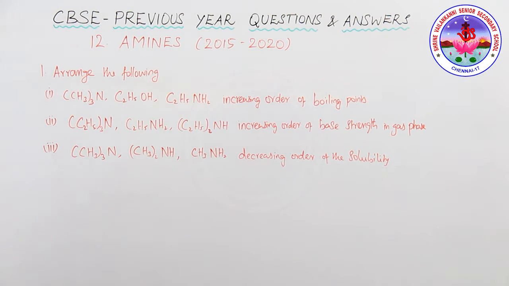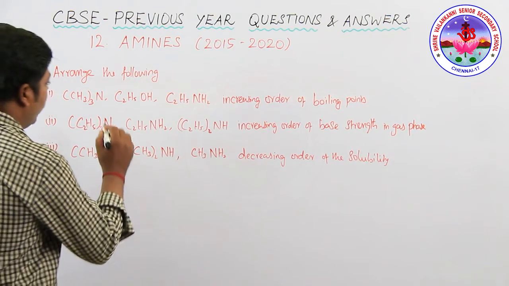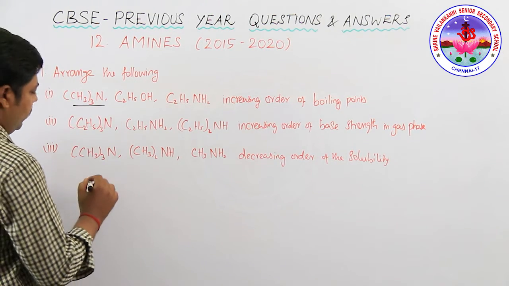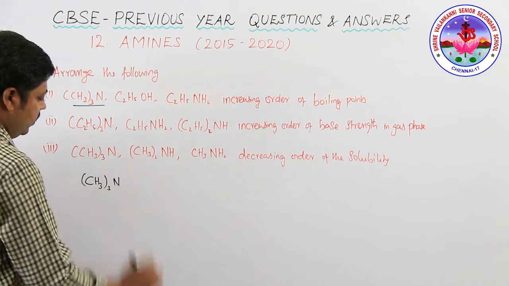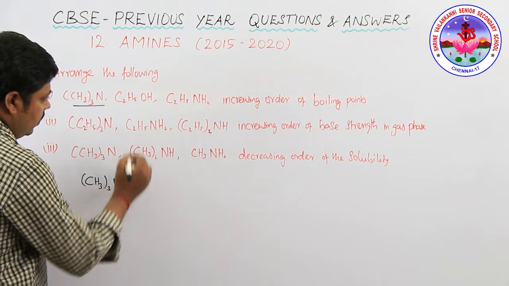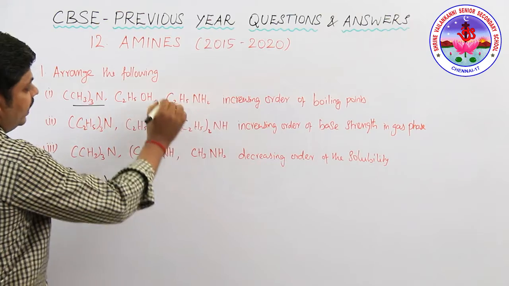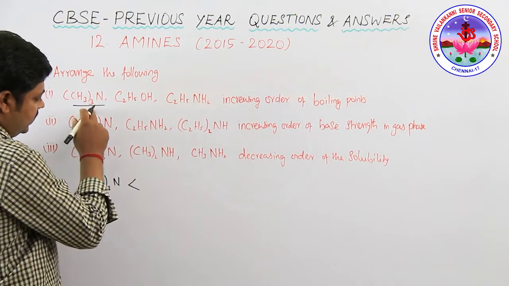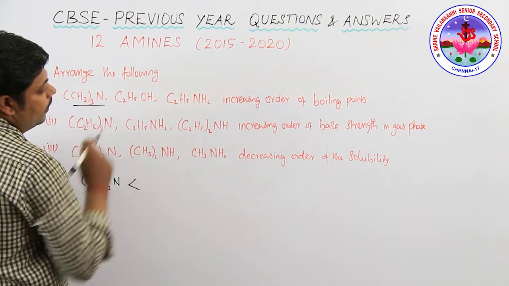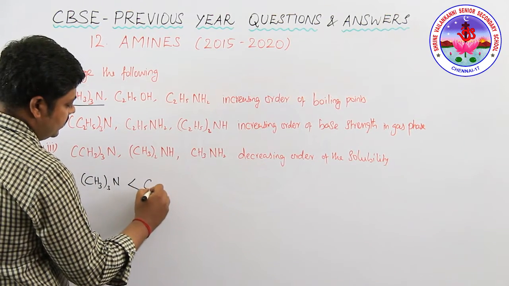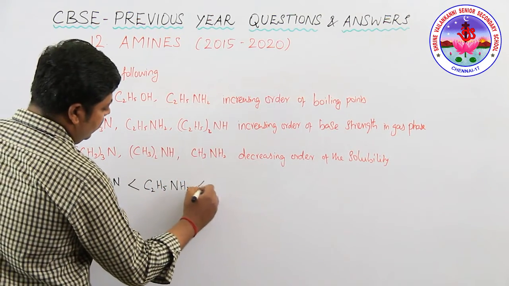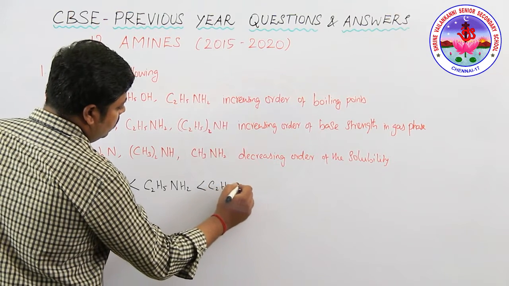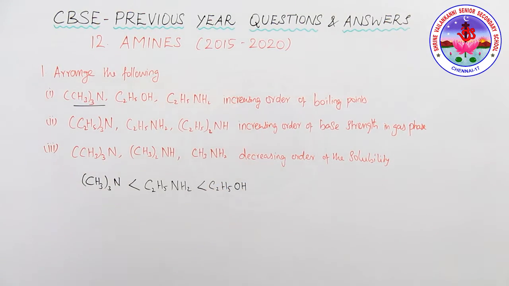First, write the increasing order of boiling point. The tertiary amine comes first, that is (CH3)3N, then the secondary amine, then the primary amine. Here the primary amine is given, so write C2H5NH2, and after that the alcohol, ethanol. So this is the increasing order of boiling point.